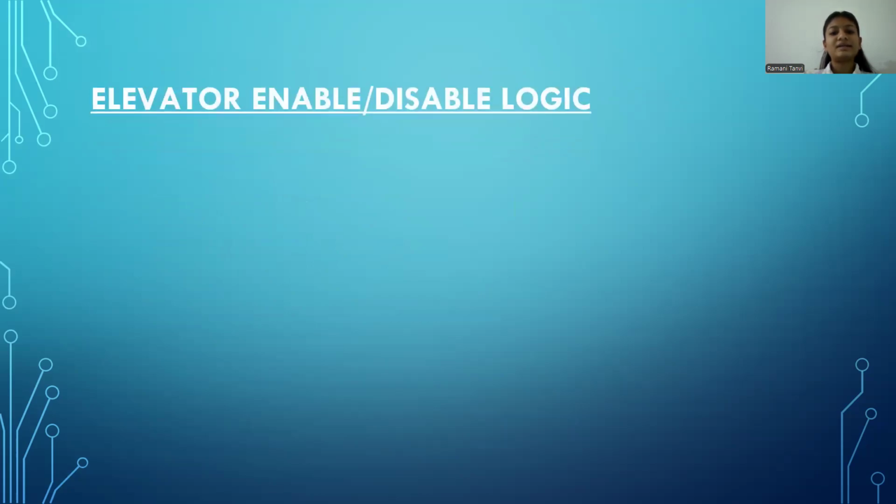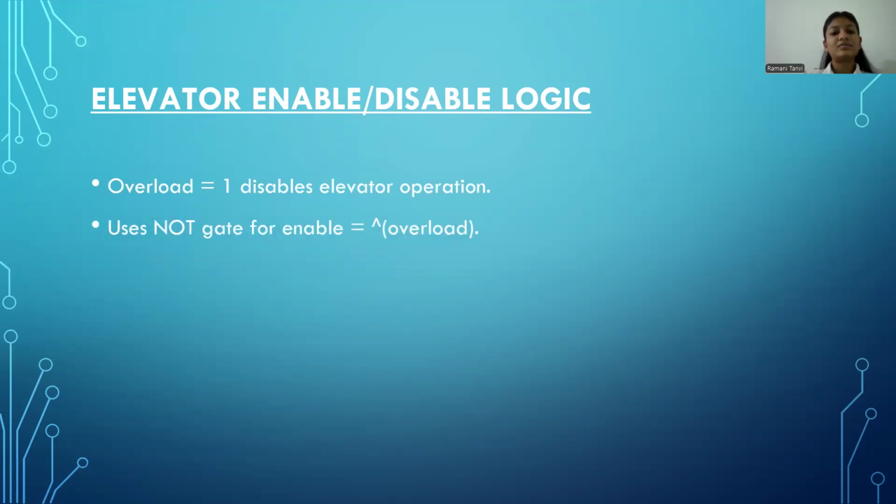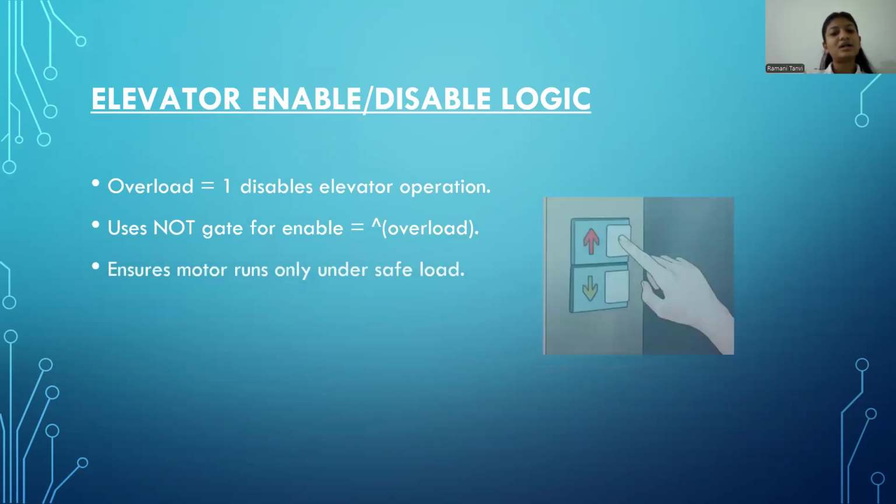Elevator enable and disable logic. This is where we make the elevator react to the overload. We use the overload output as an input to a NOT gate. If overload equals 1, then enable equals 0, meaning the elevator motor won't work. Only when overload equals 0, the NOT gate gives 1 and the elevator can run. Simple but efficient.